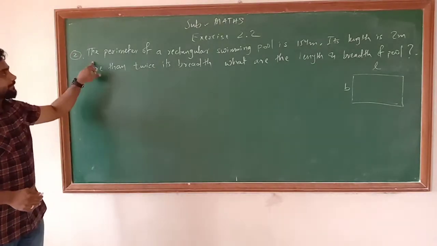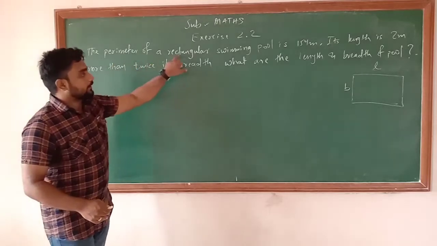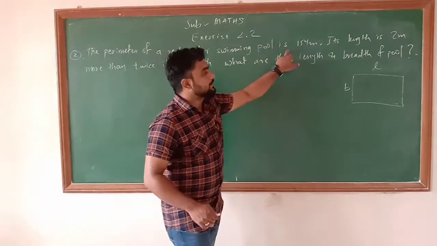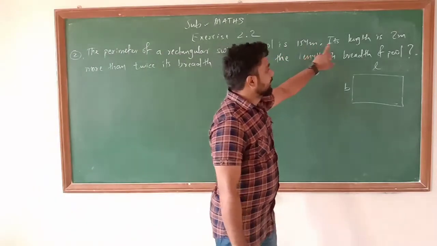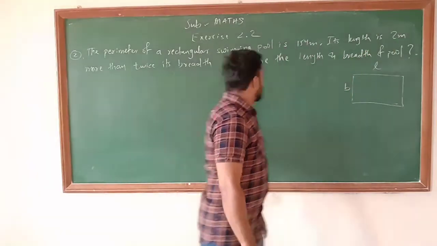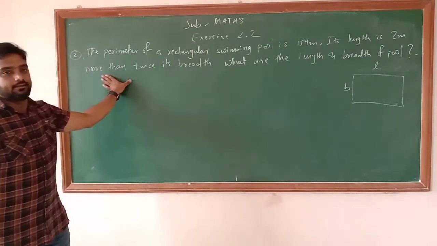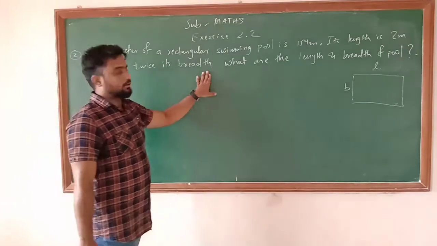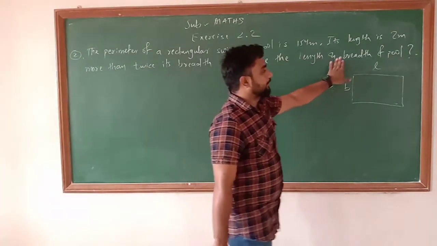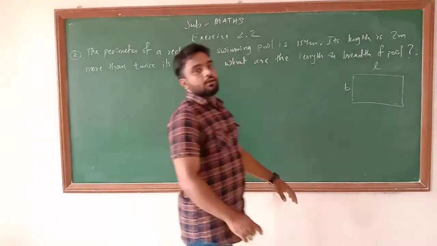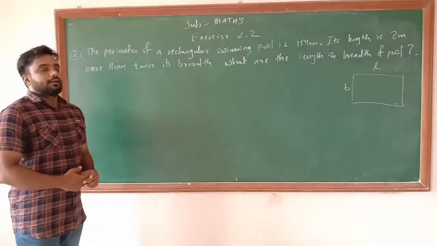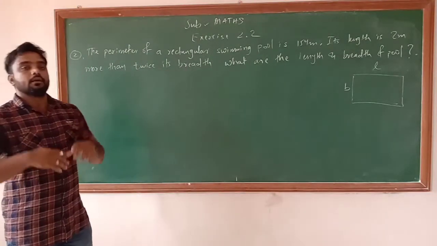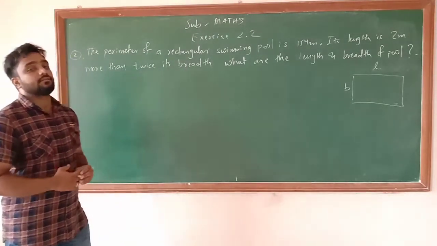The question is: the perimeter of a rectangular swimming pool is 154 meter. Its length is 2 meter more than twice its breadth. What are the length and the breadth of the pool? As I explained before, first of all you have to consider which thing as a variable.